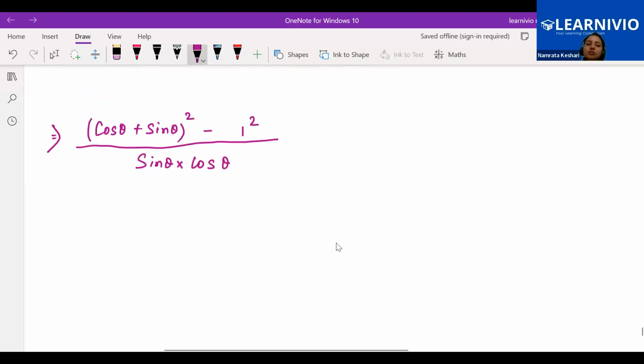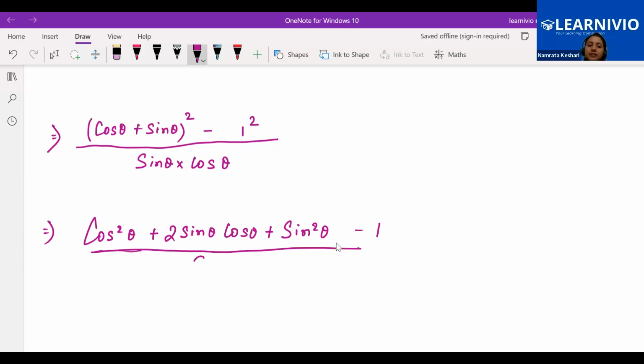And if you see carefully, we have cos theta plus sin theta whole square. So basically it will be cos square theta plus, what will be there, Aisha? Sin square theta. Plus 2 sin theta cos theta, right? Yeah, a plus b whole square formula. And then sin square theta. Yes, perfect. And here minus 1 over sin theta into cos theta.